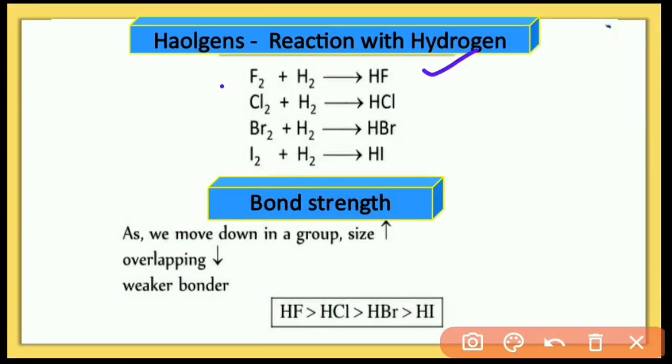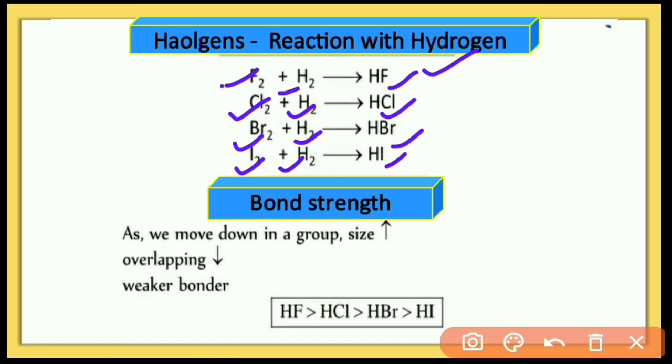Halogens' reaction with hydrogen. So all halogens react with hydrogen and form hydrides. When fluorine molecule reacts with hydrogen, it forms HF molecule. Chlorine reacts with hydrogen, it forms HCl. When bromine reacts with hydrogen, it forms HBr, and iodine reacts with hydrogen to form hydrogen iodide.